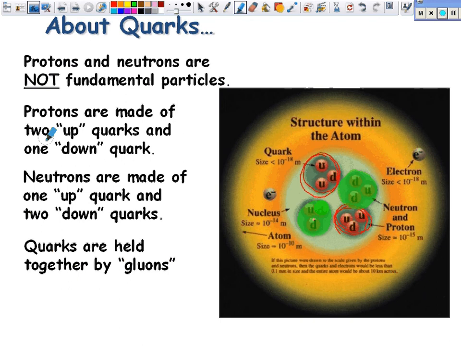Now, here's the fun one. Quarks are held together by gluons, so it gets even smaller. That's an interquark force, an IQF, or called a strong force.